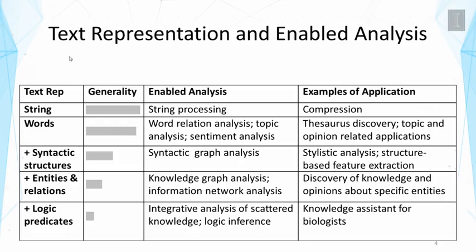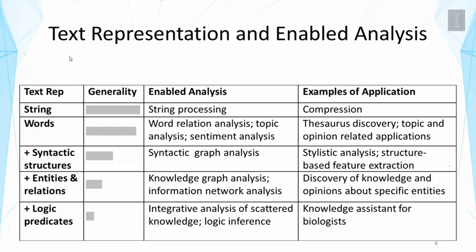So as a string, text can only be processed by using string processing algorithms, but it's very robust, it's general. And there are still some interesting applications that can be done at this level. For example, compression of text doesn't necessarily need to know the word boundaries, although knowing word boundaries might actually also help. Word-based representation is a very important level of representation. It's quite general and relatively robust.